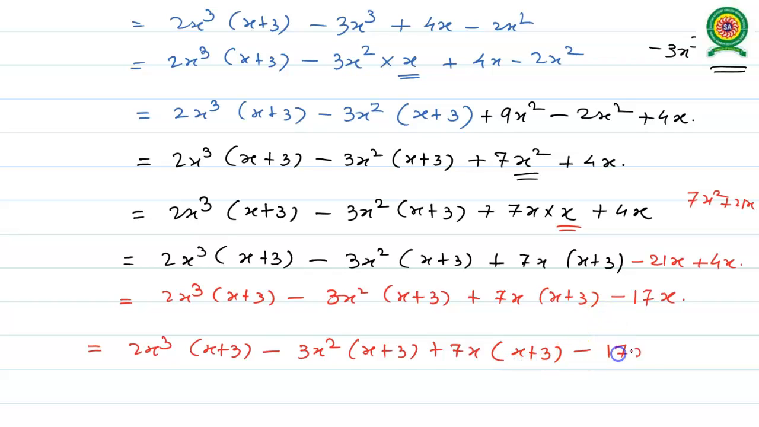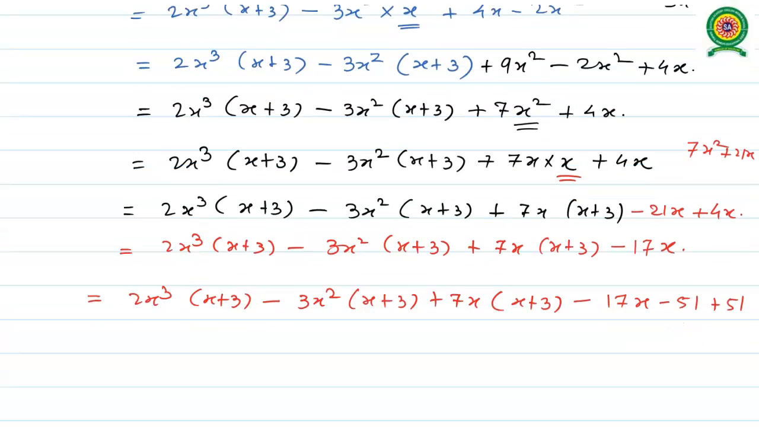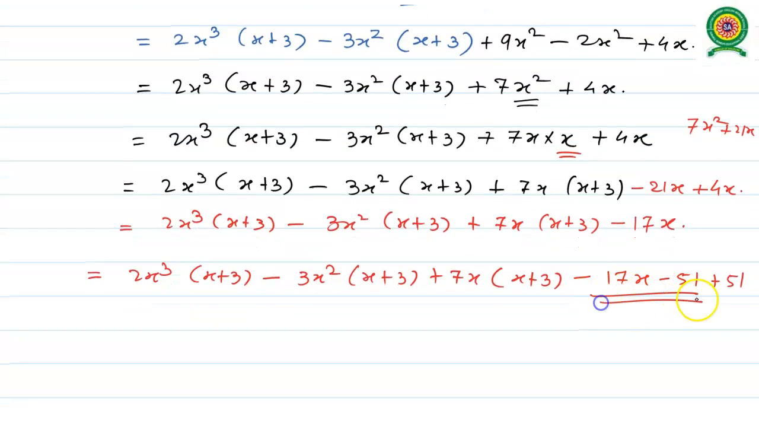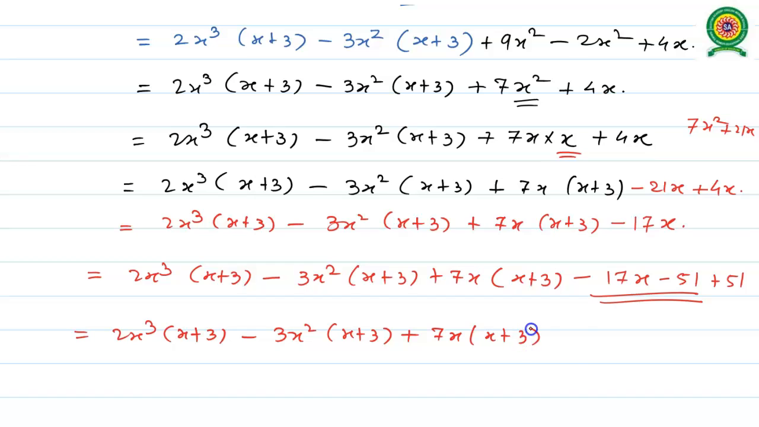Now minus of 17x, 17 3s are 51, so that is minus 51 and plus 51 I am doing here. Now I am underlining the second last and third last term. Once we are taking minus of 17 common from it, we are getting 2 times x cube into x plus 3, minus of 3x square into x plus 3, plus 7x into x plus 3 as it is.